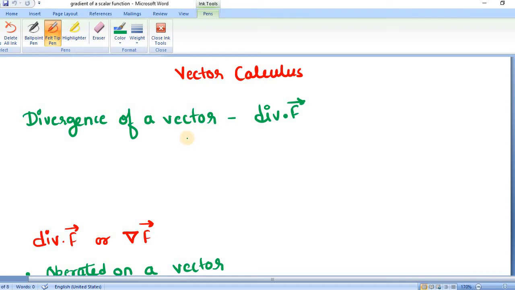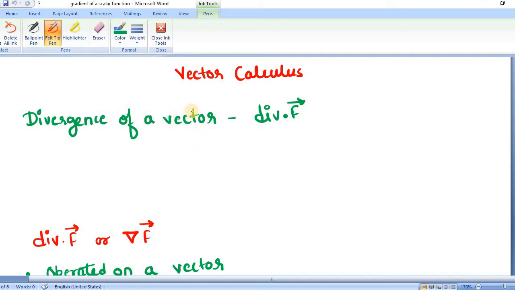In today's lesson, we will talk about divergence of a vector. In the previous lesson, we had talked about gradient, and today we will see what is divergence of a vector and how it is calculated. We will also see some examples.